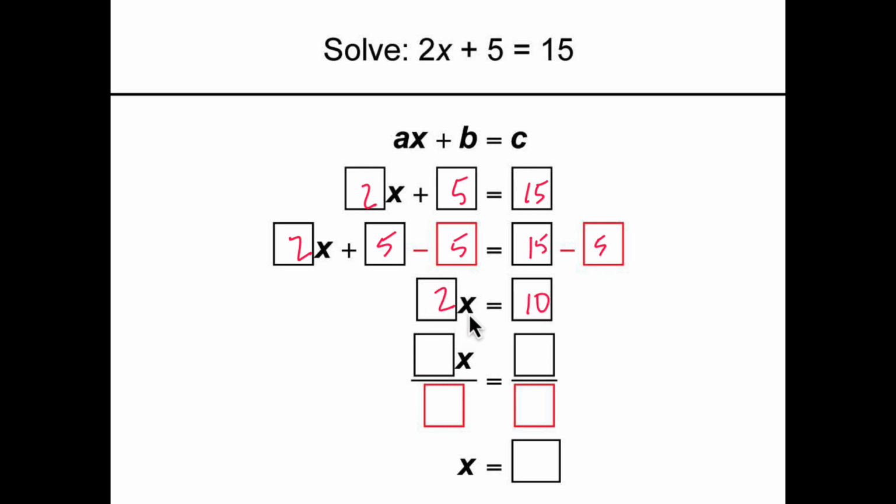This expression involves multiplication, so we undo it with division. 2x divided by 2 equals 10 divided by 2. Both sides of the equation are divided by 2. Simplifying, we get x is equal to 5.